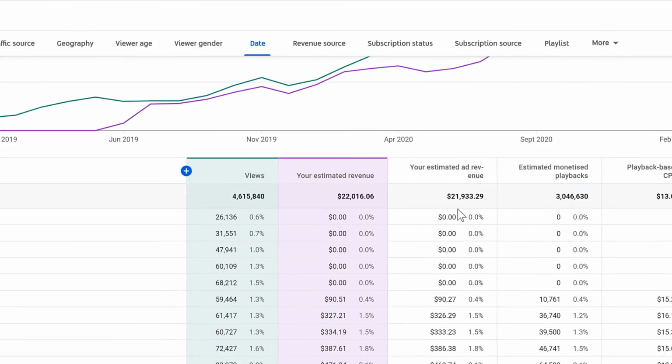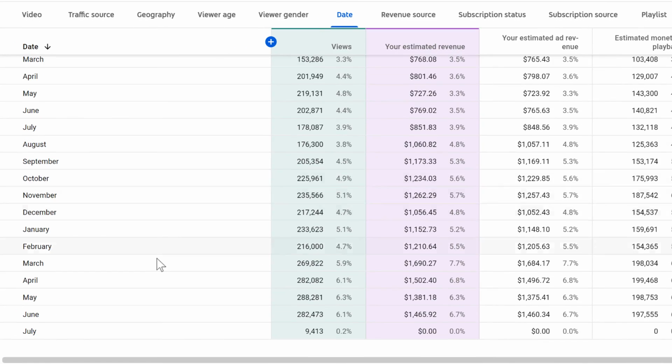If we have a look at the table down here, you can see in January 2021, the number of views increased and also the amount of money that I made increased. However, in February, the number of views decreased, but the amount of money that I made still increased. And then in April, the number of views that I got increased, but the amount of money that I made decreased. So I'm not really sure why this is, but the last few months have been a bit more random.